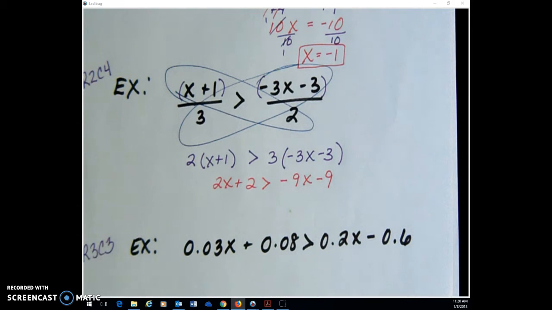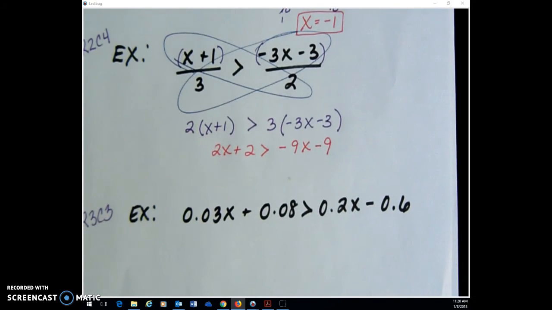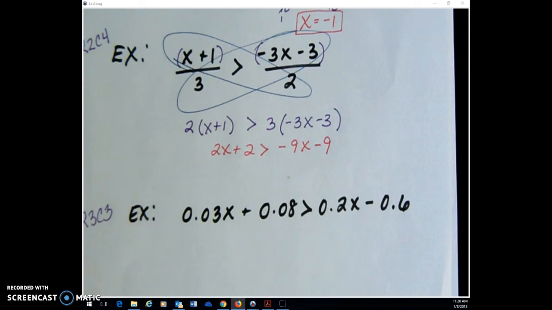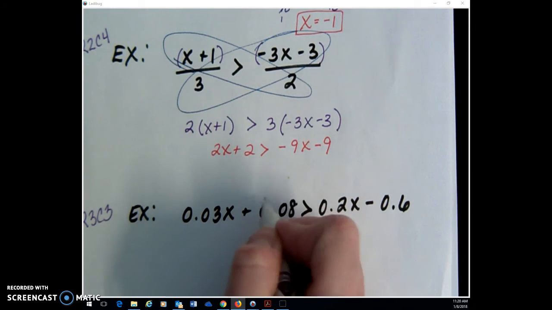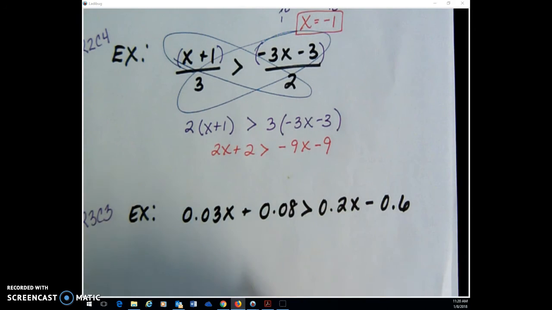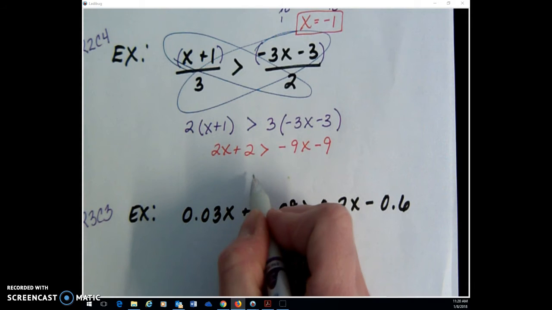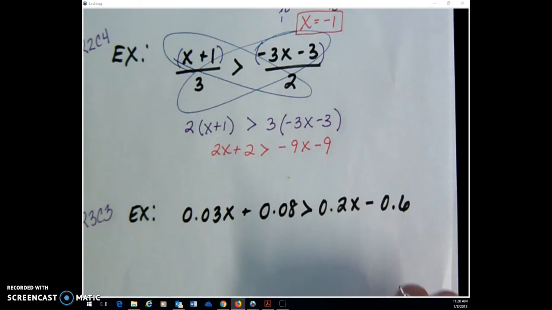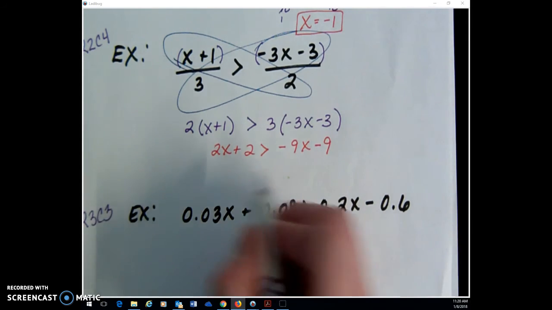Okay, and from there, I'm just going to push this up a little here. Get rid of what I don't want. So I want all my number stuff to one side and my letter stuff to the other side. It doesn't really matter which side.